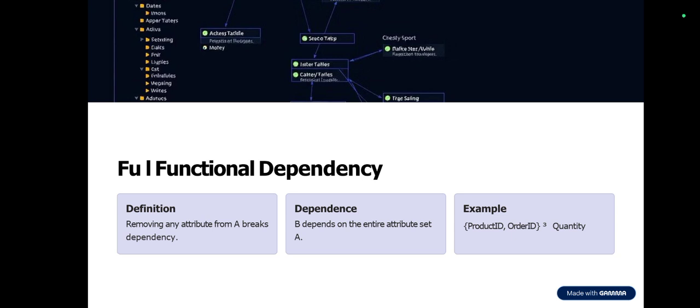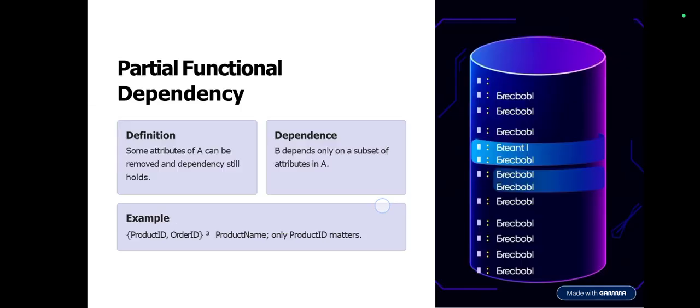Importance in DBMS. Why is full functional dependency important in DBMS? It helps us to detect composite keys where all parts are necessary. It is important in achieving second normal form, which requires eliminating partial dependencies. So, next we will see what is partial dependency. Partial functional dependency is when some attributes of A can be removed and the dependency still holds. In this, B depends only on a subset of attributes in A.